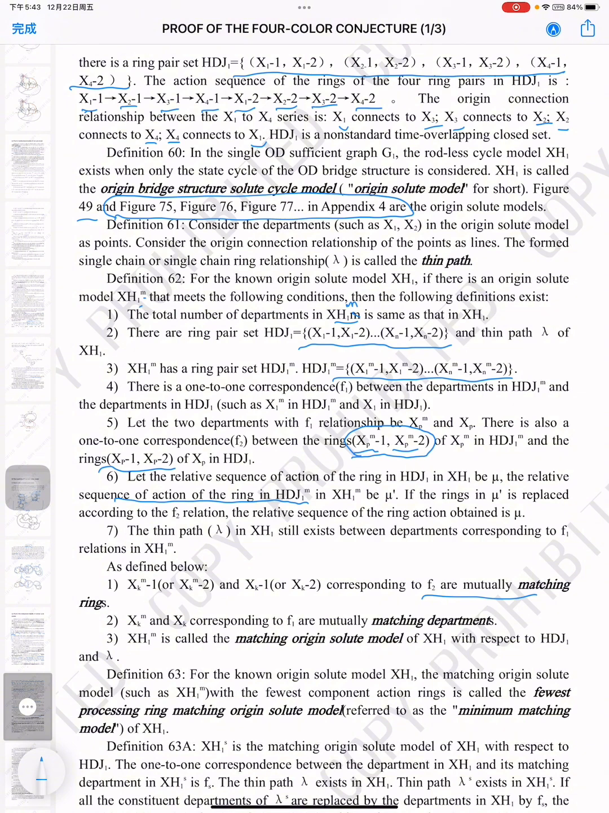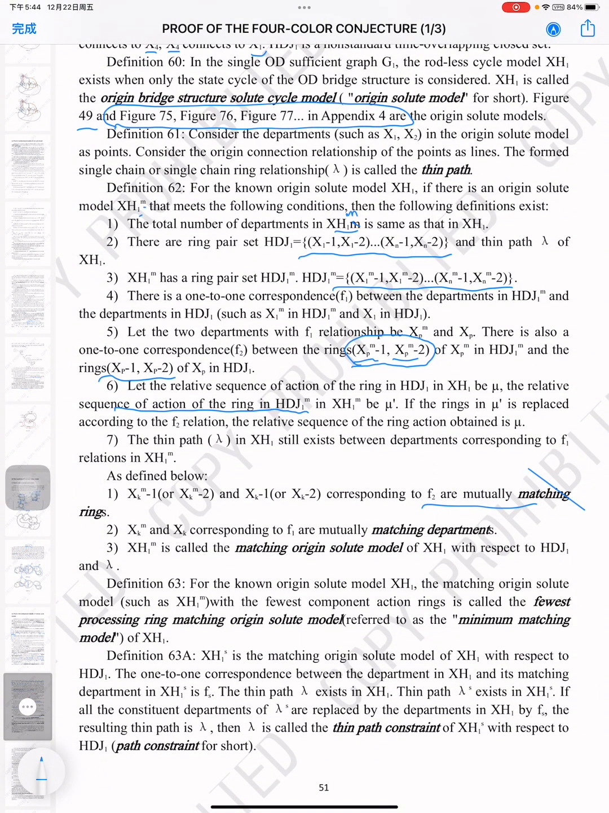Definition 66. For the non-origin-slot model XH1, the matching origin-slot model, such as XH1M, with the fewest component action rings is called the fewest processing ring matching origin-slot model, referred to as the minimum matching model of XH1.